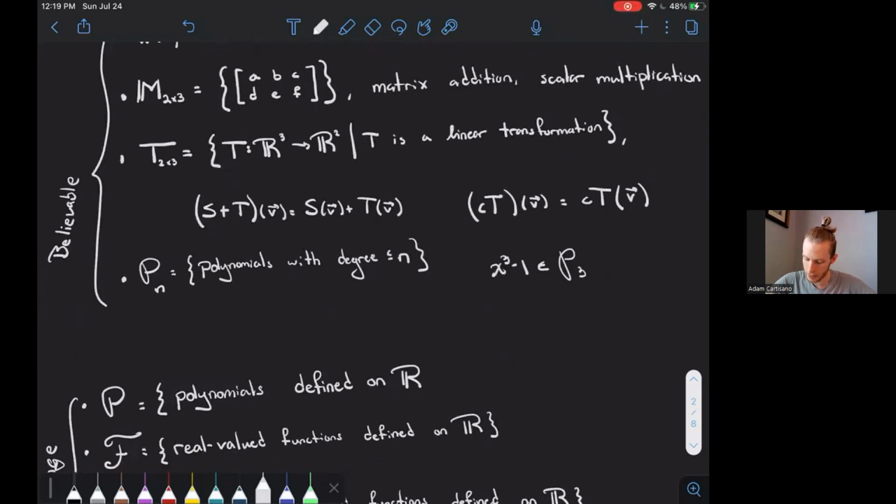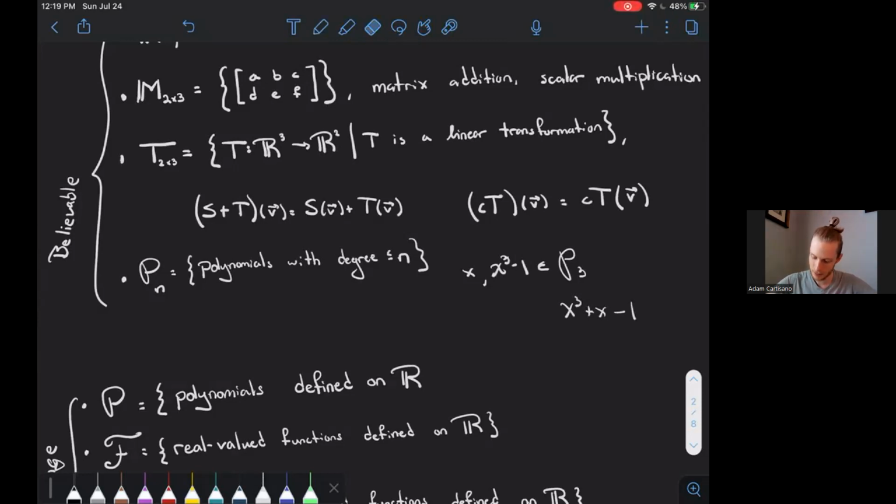And if I were to add two, so if I were to do, so is x, whatever. x is a polynomial with degree less than 3. So it's inside this P3 vector space. If I were to add them together, I get x cubed plus x minus 1, of course. And by the way, that is a polynomial with degree less than or equal to 3.